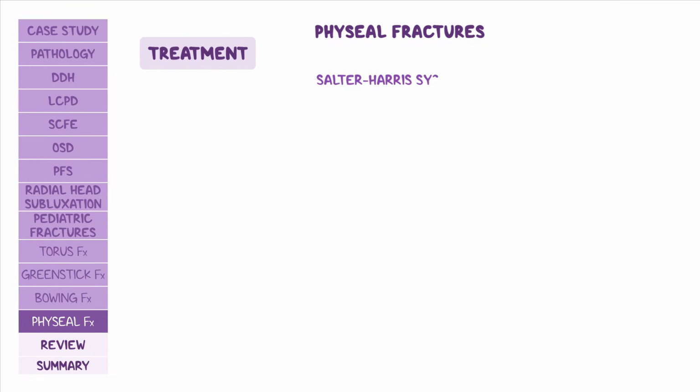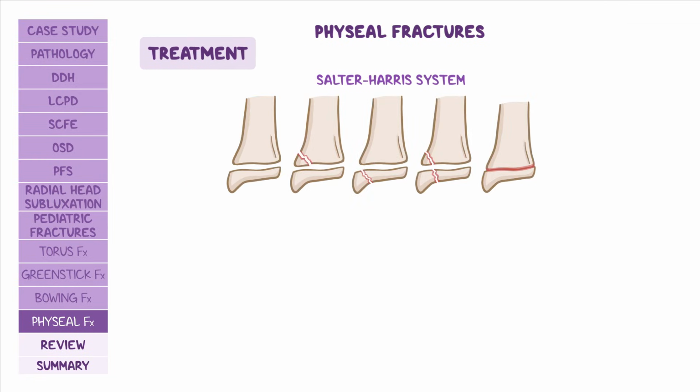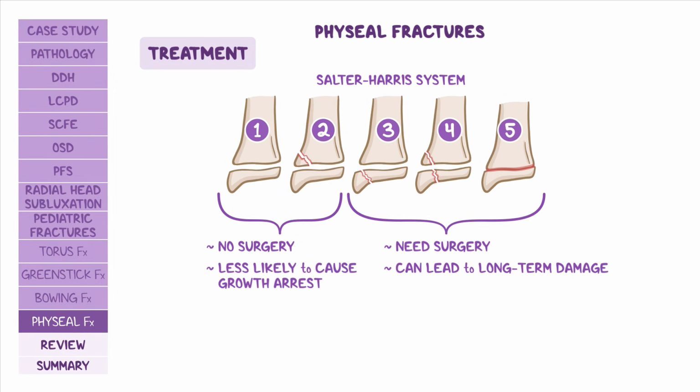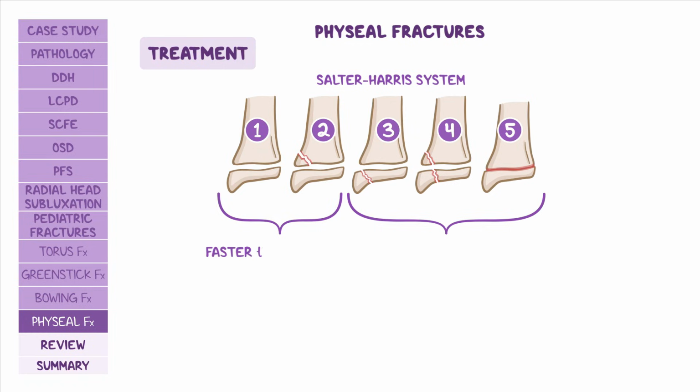The Salter-Harris system is used to grade growth plate injuries from 1 to 5, where fractures with lower numbers can usually be treated without surgery and are less likely to cause growth arrest, and fractures graded with a higher number often need surgery and can lead to long-term damage. Physeal fractures are not ones to sit around and wait on. The faster an injury is recognized and evaluated by a specialist, the better the chances of a good outcome.